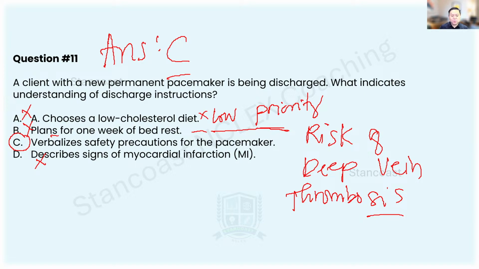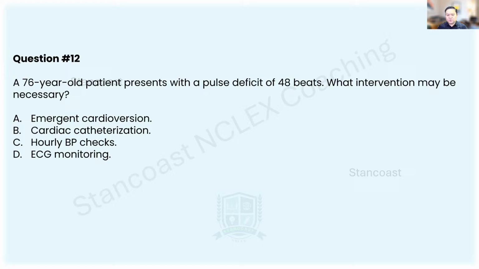Now moving on to number 12. A 76-year-old patient presents with a pulse deficit of 48 beats. What intervention may be necessary? A 76-year-old patient presents with a pulse deficit of 48 beats. What intervention may be necessary? Is it A, emergent cardioversion, B, cardiac catheterization, C, hourly blood pressure checks, D, ECG monitoring? Pulse deficit 48.